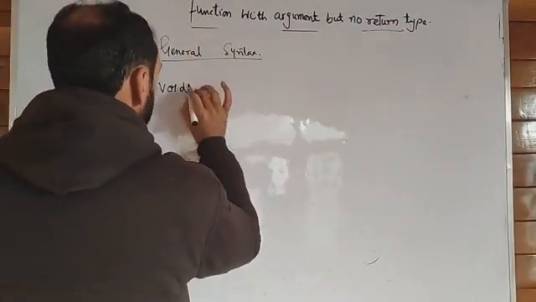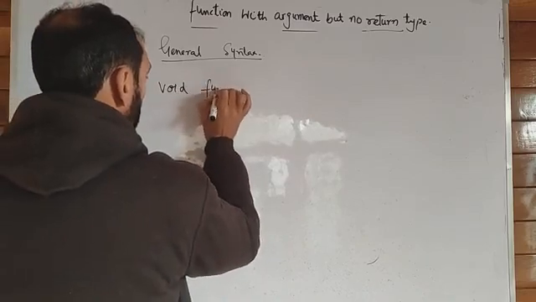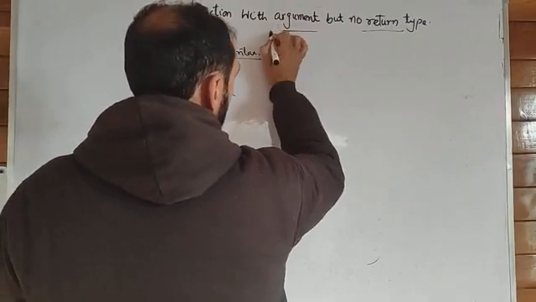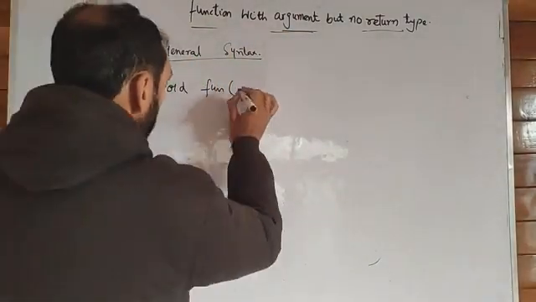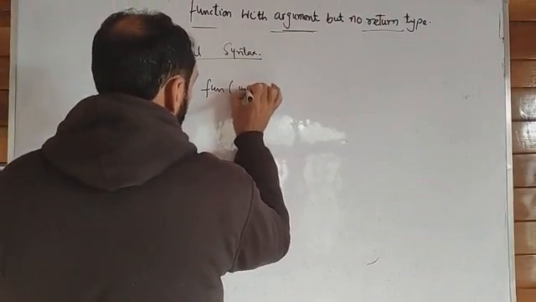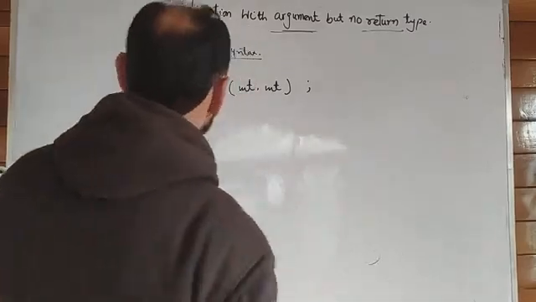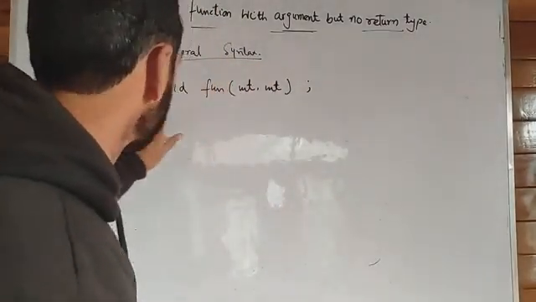After that is the function name. For example, function name is fun. Fun is the function name, and then there are the arguments, we can say parameters. Here we have to specify int and semicolon. This is the general declaration of these types of functions.